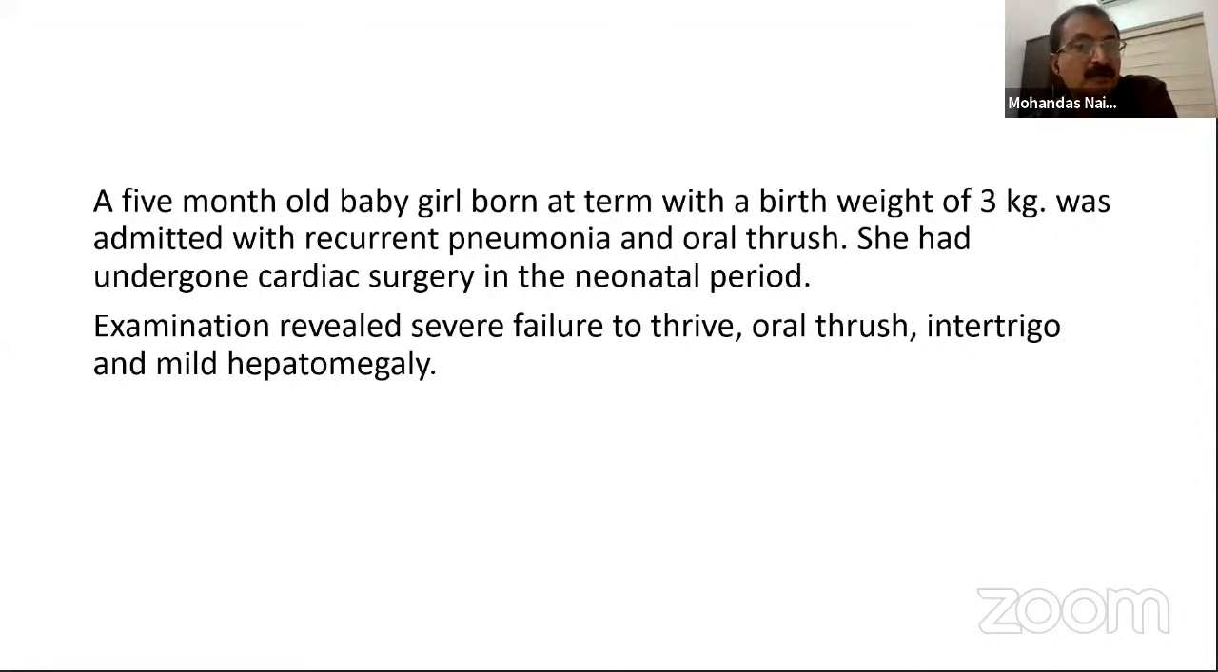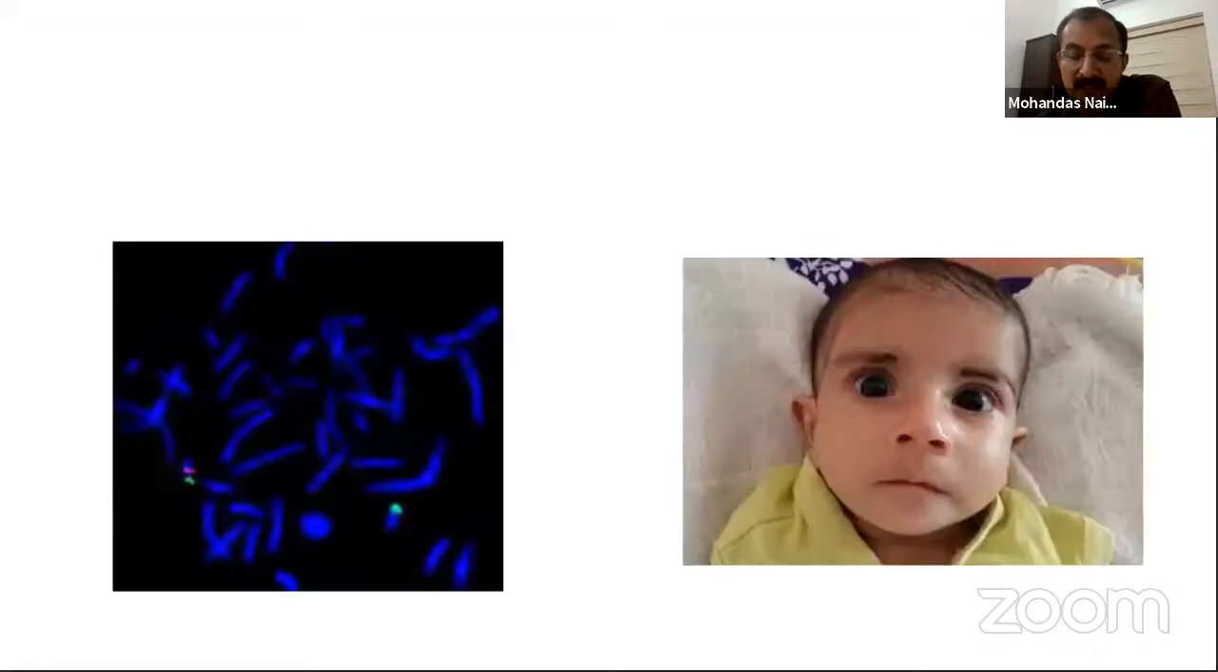It's already 9 o'clock. A 5-month-old baby girl born at term with a birth weight of 3 kg was admitted with recurrent pneumonia and oral thrush. She had undergone cardiac surgery in the neonatal period. Examination revealed severe failure to thrive, oral thrush, intertrigo, and mild hepatomegaly. This is an investigation report which we have already seen previously, and this is the child. So what is the diagnosis?